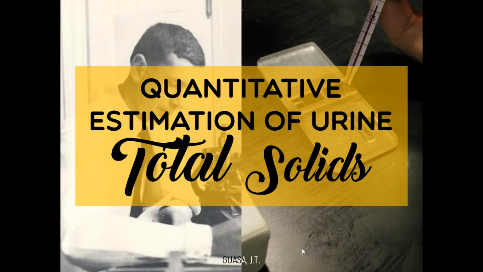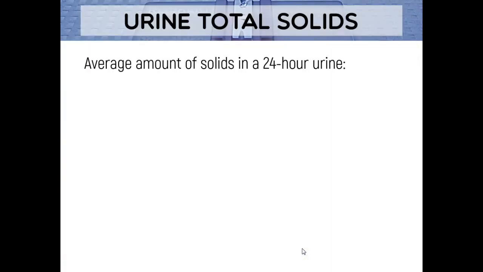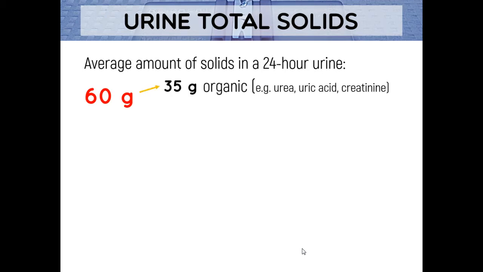Anyway, again, this is the quantitative estimation of urine total solids. The average total solids found in a 24-hour urine is about 60 grams, and the 60 grams is divided into two types. 35 grams are your organic components. As you can see, the organic part is larger.